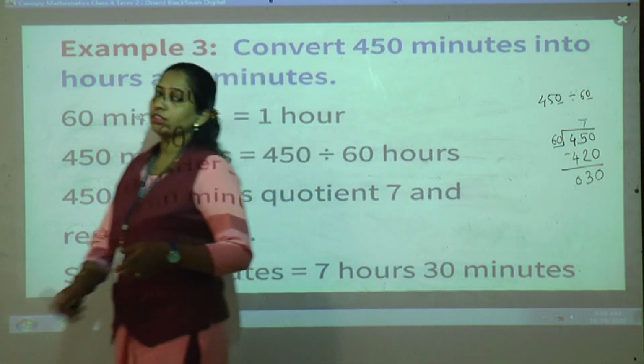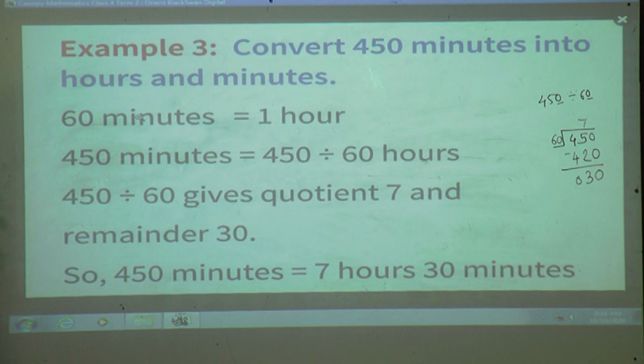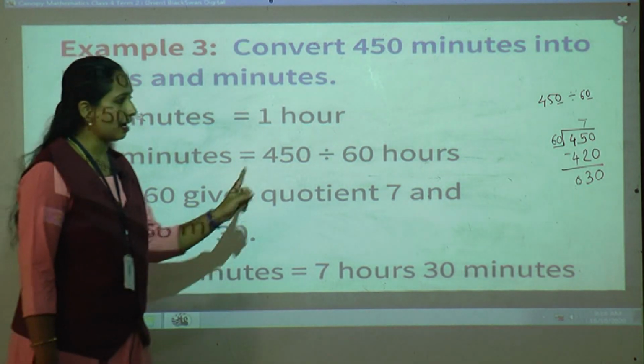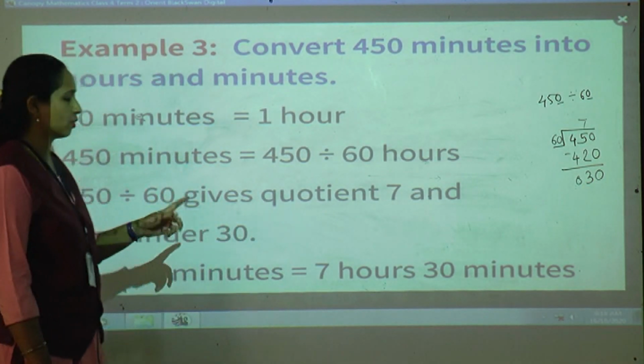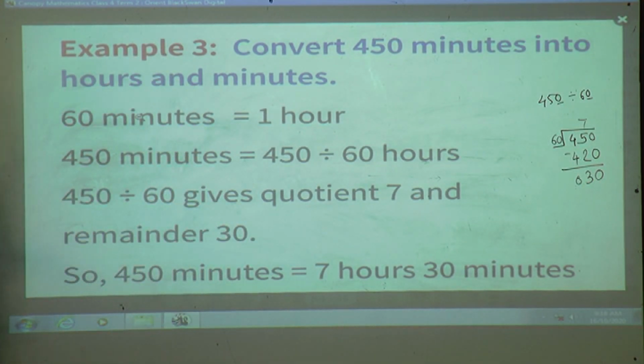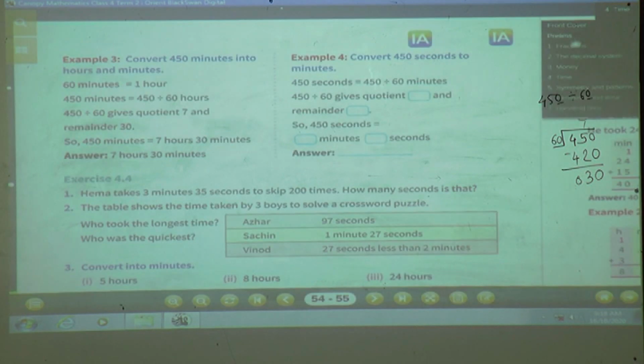Okay, so see, 450 divided by 60 gives quotient 7 and remainder 30. So 450 minutes is equal to, quotient will be hours and remainder will be minutes. So it becomes 7 hours and 30 minutes. Clear? Very good. Now last example.